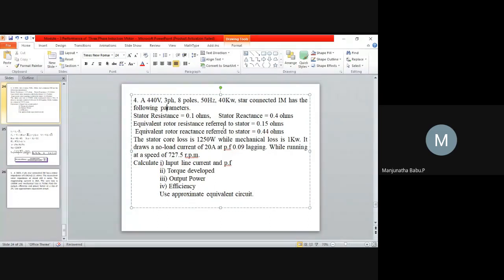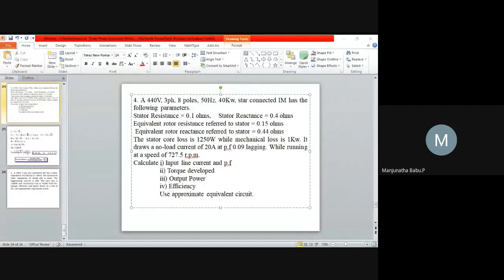Okay, so already it is given. So equivalent rotor resistance referred to stator, this is nothing but your R2 dash. So R2 dash is given. Next, equivalent rotor reactance referred to stator is 0.44 ohms.